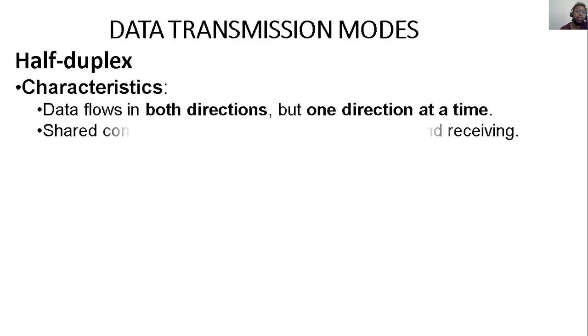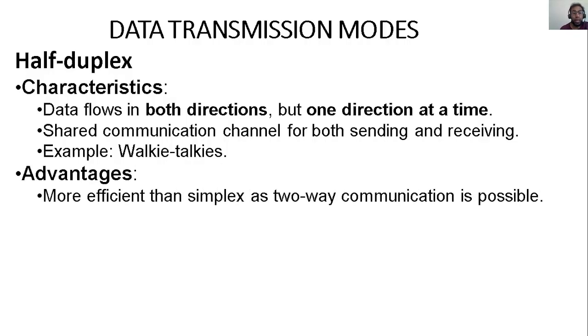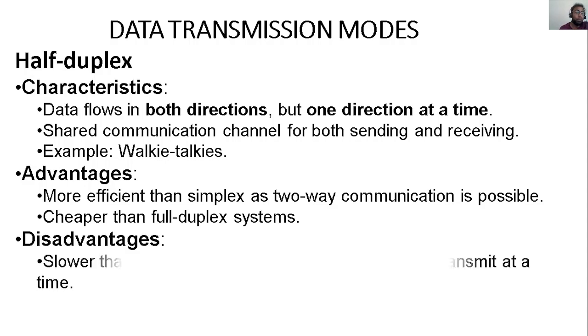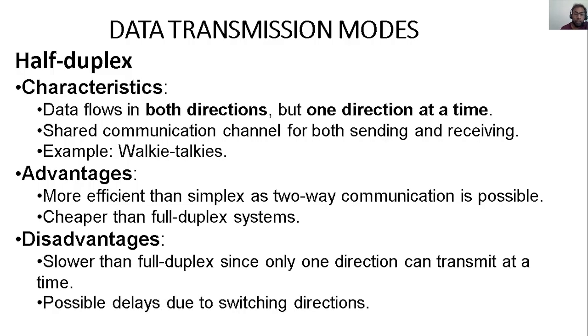Half duplex is where data flows in both directions but at different times. It uses a shared communication channel for both sending and receiving, meaning sender and receiver share the same channel. Walkie talkies are an example. The benefit is that it is more efficient than simplex as two-way communication is possible, and cheaper than full duplex systems. The disadvantage is that it is slower than full duplex since only one direction can transmit at a time, with possible delays due to switching directions.